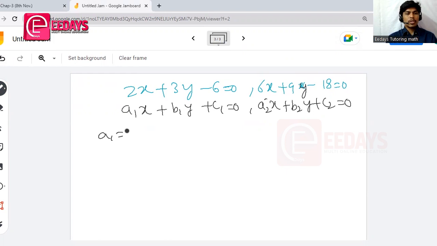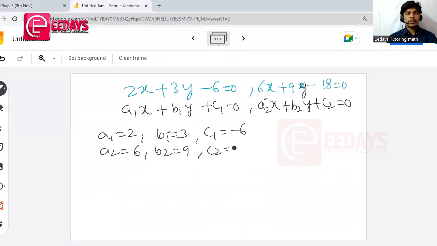Now a1 is equal to 2 and b1 is equal to 3. Check the signs also. c1 is minus 6, since the general form has plus, so you take minus 6. For the second equation, a2 is 6, b2 is 9, and c2 is minus 18. Consider the signs also.